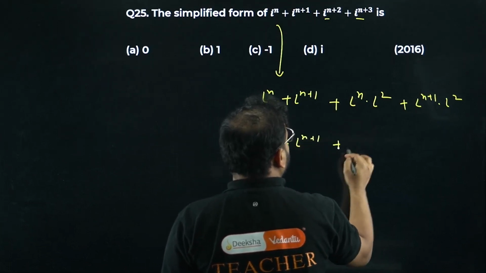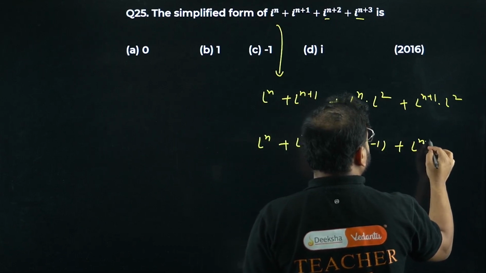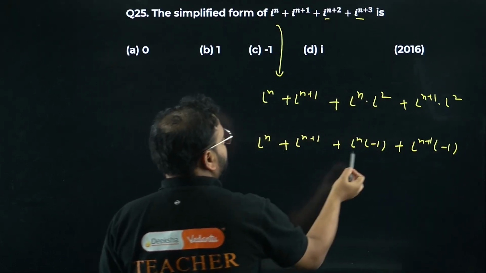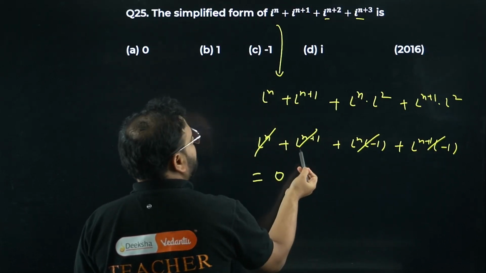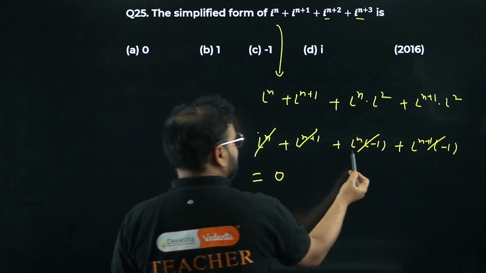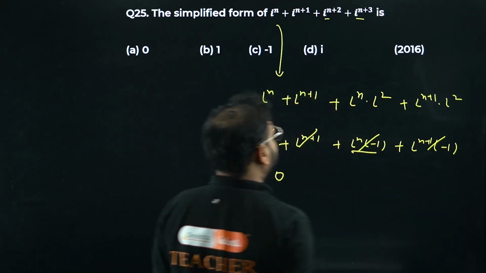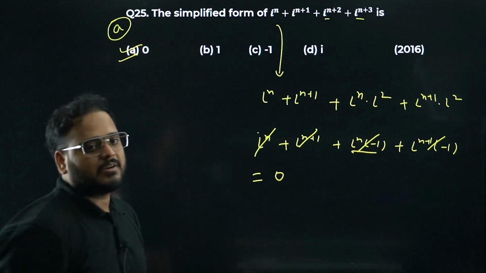It will become i power n times minus 1. Same way, i power n plus 1 times minus 1. Have a look. Cancel, cancel, cancel, cancel. Answer is simply 0. I have plus i power n over here, minus i power n over here, plus i power n plus 1 over here, minus i power n plus 1 over here. Answer is option A, 0. 25th is done, 26th now.